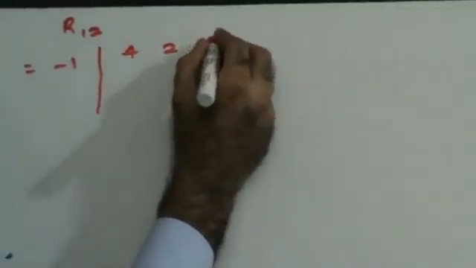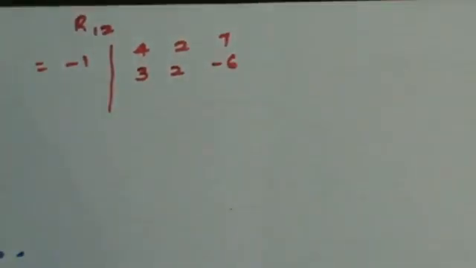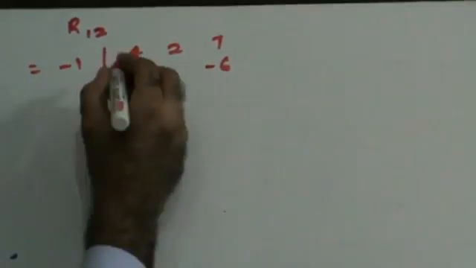Right? Once this is done, I want 3, 2, minus 6 as my second row. So I'm going to interchange row 1 and 2. Since I'm interchanging only rows, I have to multiply by minus 1. When you are interchanging only rows or only columns, you have to multiply by minus 1. So in that case, this will become 4, 2, 7; 3, 2, minus 6; and 5, minus 1, 4.